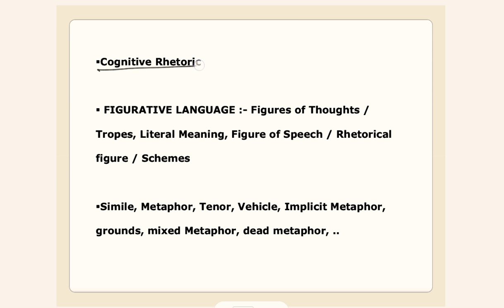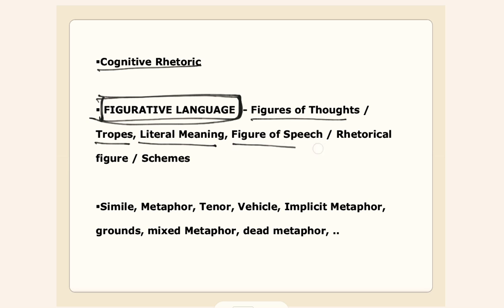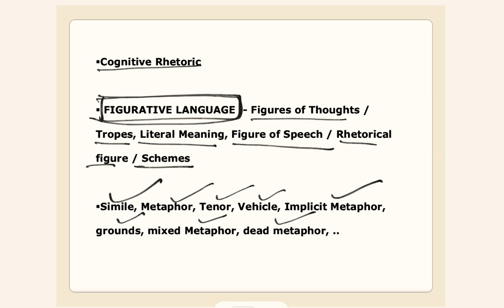Next, cognitive rhetoric, figurative language. So here, one question must be in UGC-NET. Figurative language. Figures of thought, tropes, literal meaning, figures of speech, or rhetorical figures or schemes. What are the figures of speech? Simile, metaphor, tenor, vehicle, implicit metaphor, grounds, mixed metaphor, dead metaphor.